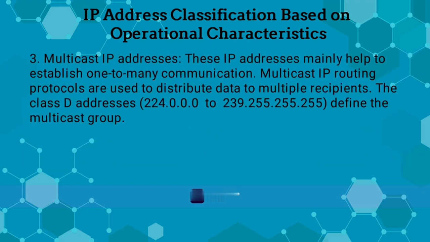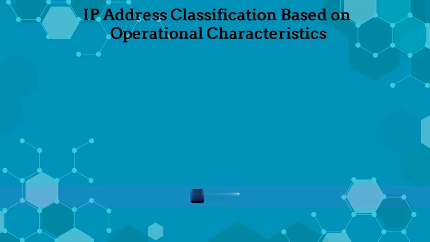Multicast IP addresses. These IP addresses mainly help to establish one-to-many communication. Multicast IP routing protocols are used to distribute data to multiple recipients. The class D addresses 224.0.0.0 to 239.255.255.255 define the multicast group.